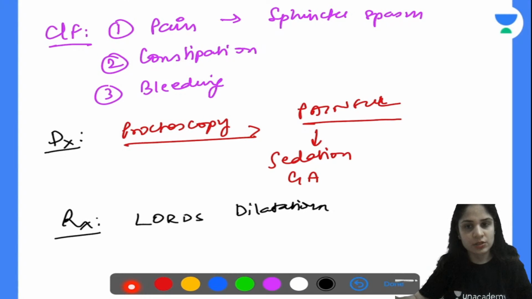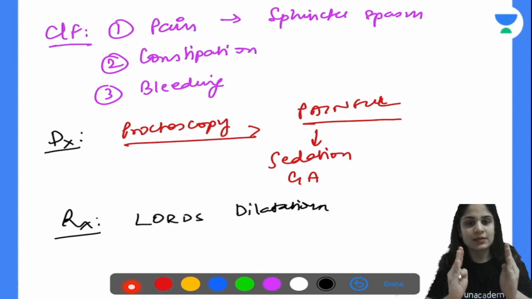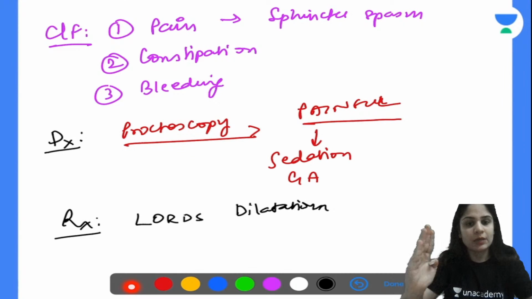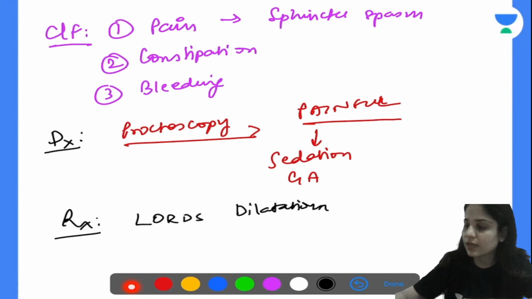First you will ask the patient to relax, then you can even carry this out under general anesthesia. The surgeon can put 4 fingers of each hand and cause vigorous stretching of the anal canal. Okay, so that will help in dilatation of the anal canal. Other than that, what are the other medical or non-surgical treatments?